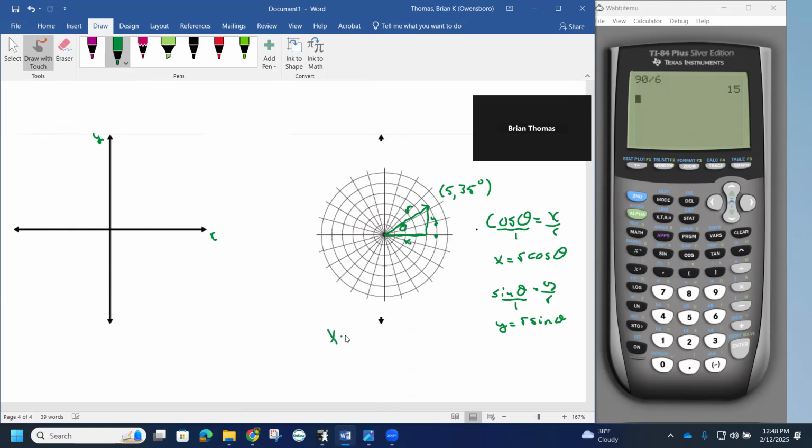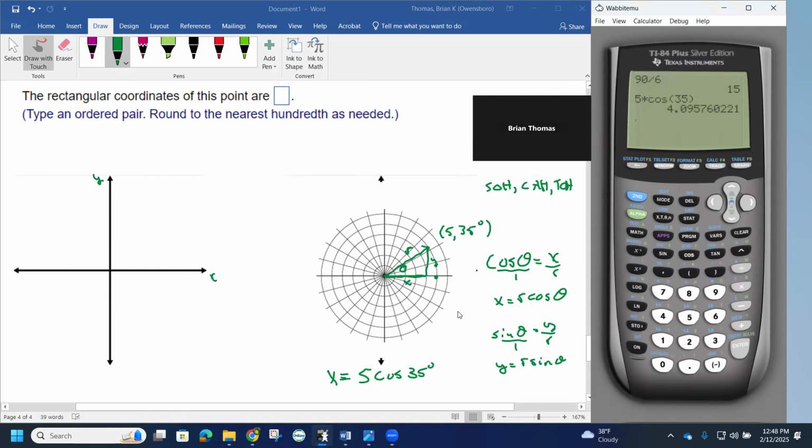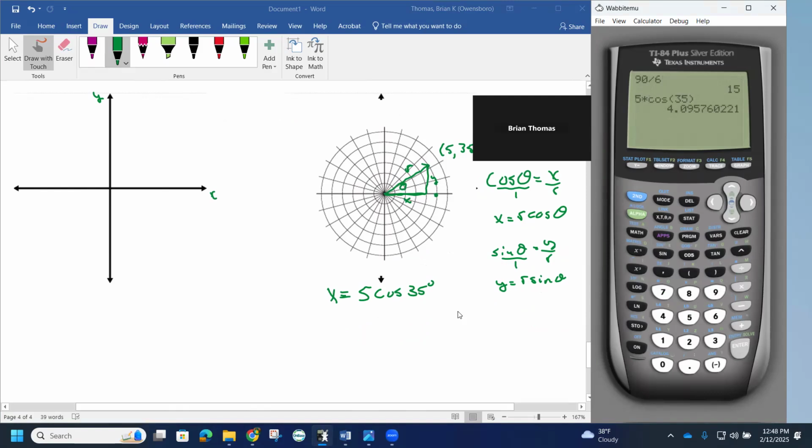For the x-coordinate, all we need to know is r, the radius, which is 5, also called the magnitude. So 5 times the cosine of the angle, and the angle was 35 degrees. If I put that into my calculator, it'll tell me my x direction. So 5 times the cosine of 35 degrees, and notice that my calculator is already in degree mode. Let's see if it says round to a certain place value. Nearest hundredth. So x would be 4.10.